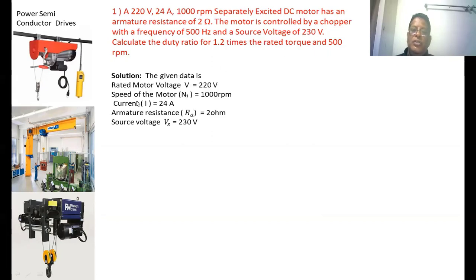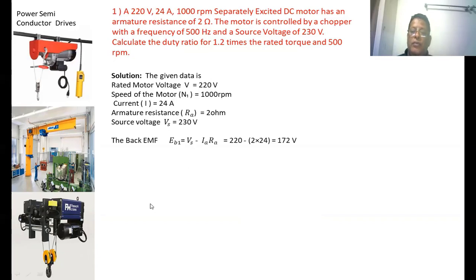This is the data which is given in the problem. The rated motor voltage is 220 volts. The speed of the motor is 1000 RPM. The rated current is 24 amperes. Armature resistance is 2 ohm. Source voltage is 230 volts.